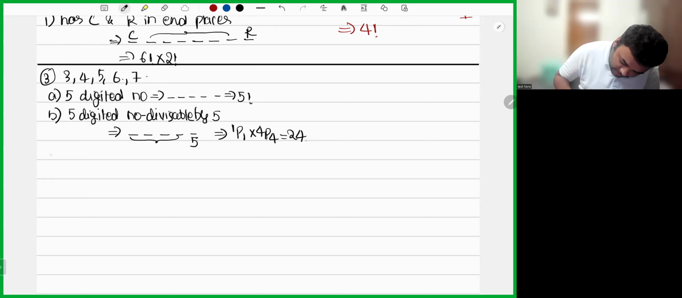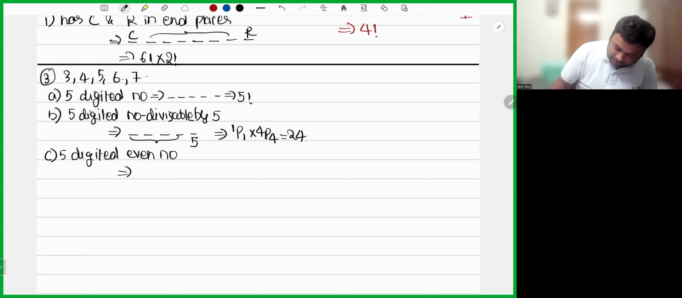Next, 5-digit even number. 5-digit even number. Now try to understand. 3, 4, 5, 6, 7. Total 5 numbers are there, right?